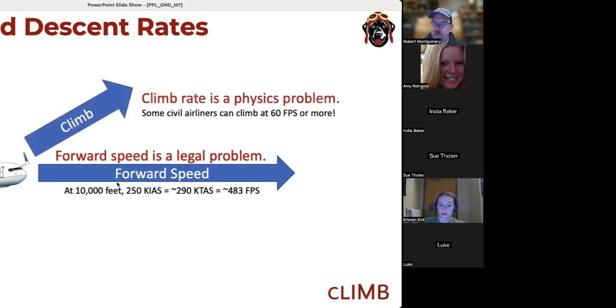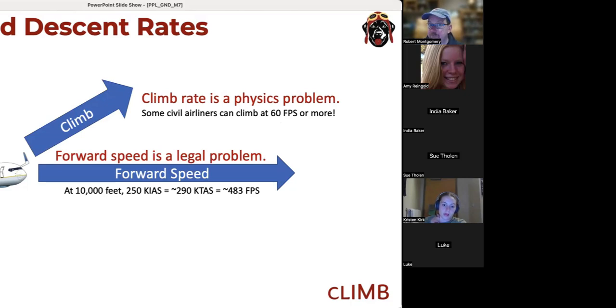As far as climb goes, climb is a physics problem. It's just simply how fast can the aircraft climb? The aircraft climb due to excess thrust. Any extra power that they have available to them that would let them go faster than 250 knots is what they're going to turn into climb. And typically they're going to be climbing about 60 feet per second, I think that's about 3,000 feet per minute.